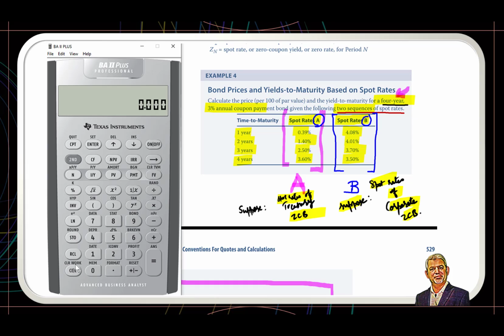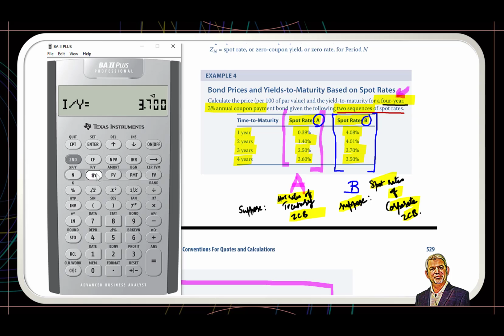And then we will clear the screen, clear the TVM row, and then we will use the second year's spot rate. 4.01 is I/Y, 3 is future value, and 2 is N this time. When we compute the present value, this comes out to be 2.773. Make it positive, store it in the 6th memory slot, and erase the calculator's memory.